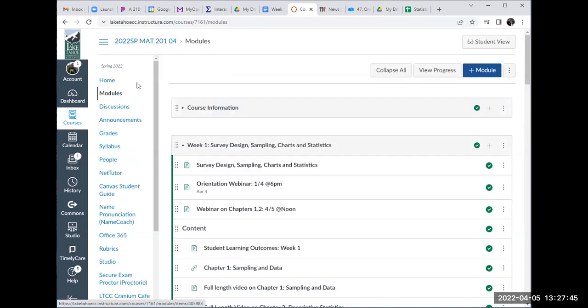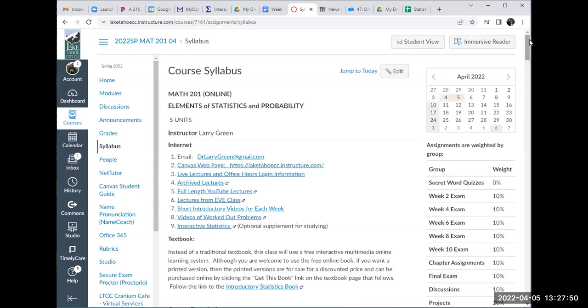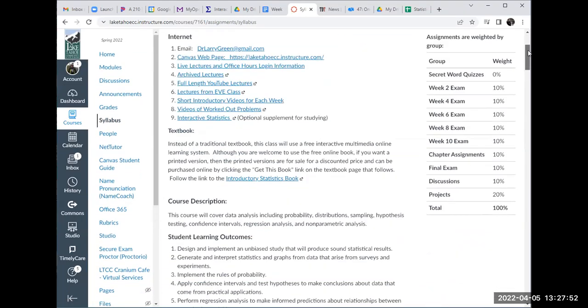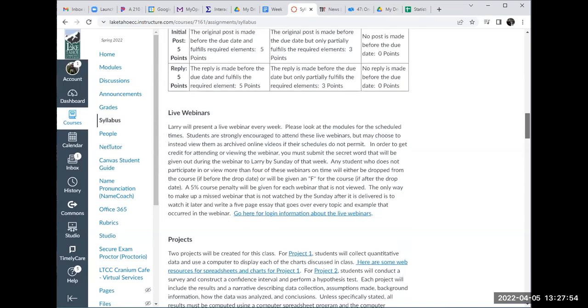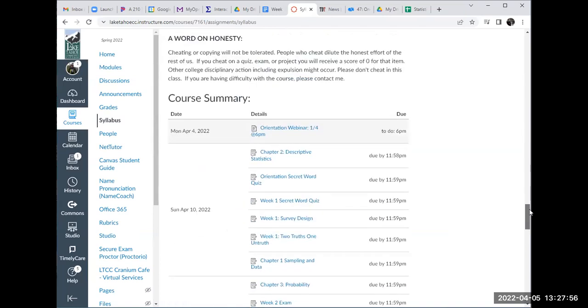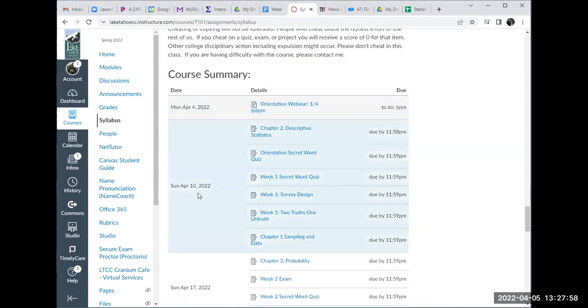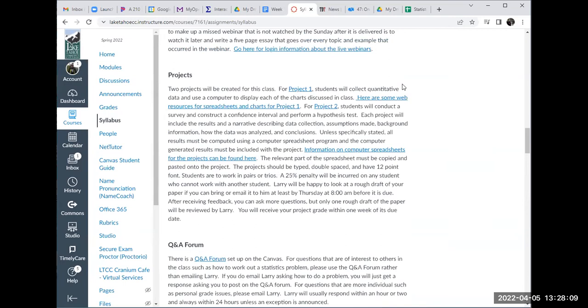Yeah, the other place that you can find things, if you go to the syllabus, and it was there before I put it in, and on the modules. And you scroll down here, this will tell you by date when things are due, and this has been here the whole time. Secret word quiz. Okay. That's a way to find things by date on when things are due. The modules are weekly. Does that make sense?